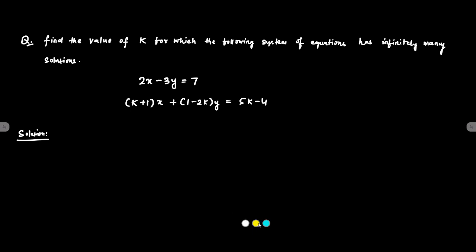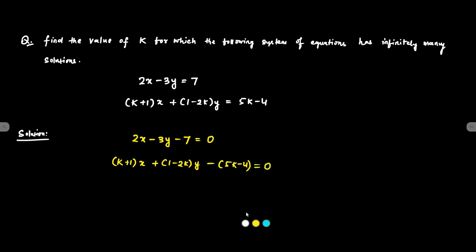So first we have to write the equations in their standard form, that is 2x minus 3y minus 7 is equal to 0 and (k plus 1)x plus (1 minus 2k)y minus (5k minus 4), that's why I've given the bracket, is equal to 0.